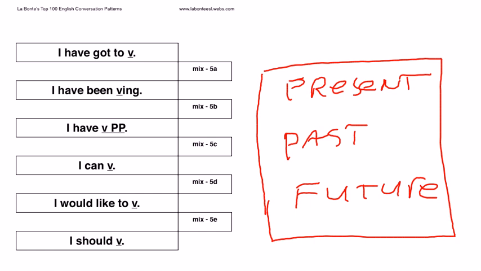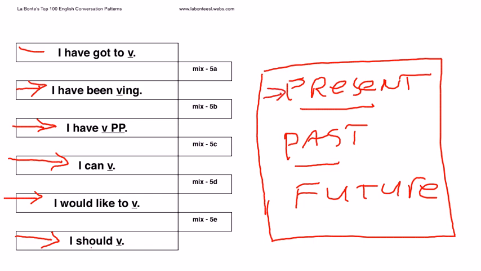I have got to only has a present tense. There's no past tense. There's no future. I have been only is in the past. I have is only in the past. I can only has the present and the past tense, can and could. I would like to is only the present tense. And I should is only the present tense. It does have a past tense, should have, but I leave that later when we study would have, in our pattern practice in about 10 hours from now.